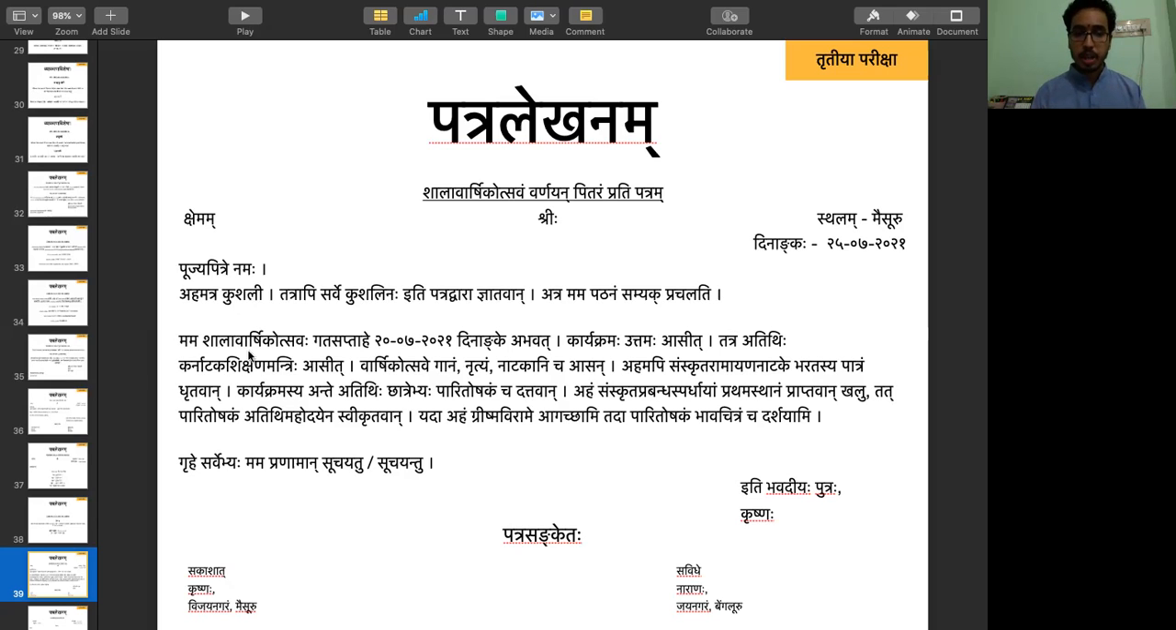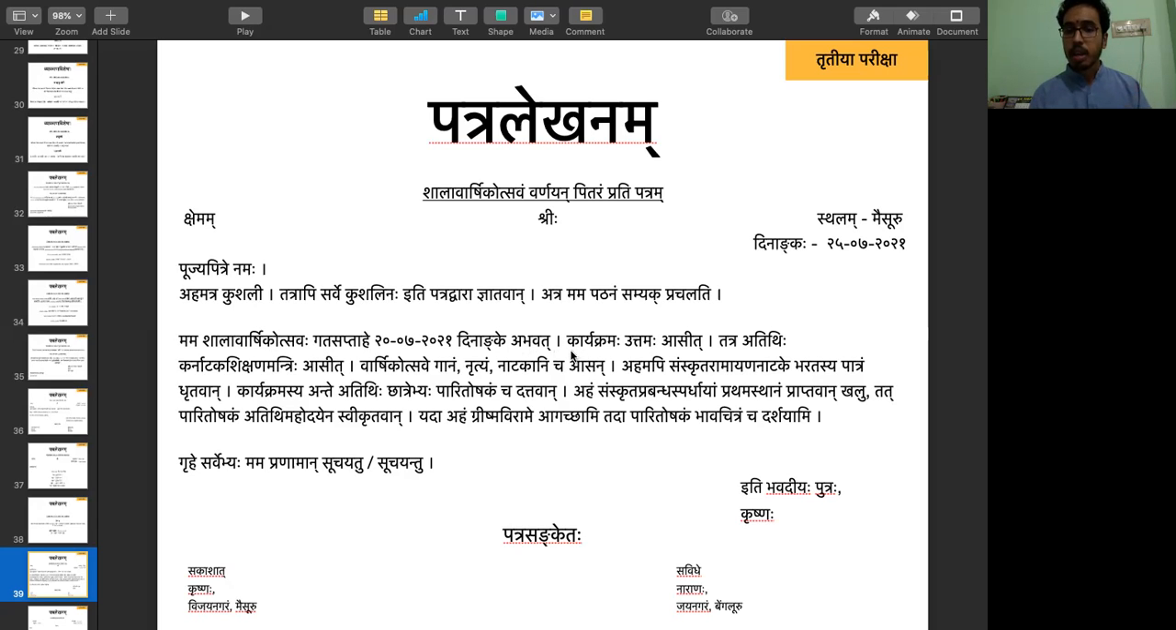Now, Mama Shala Varshikotsavaha Gata Saptahe. In the previous week, 20/7/21. Again, why I told you to write this properly is if you write the date as 18th of July, and if you write 20th of July, you are describing. How will you describe something that's happening in the future? So again, use practical knowledge. So in the previous week, on 20th of July, there was my school annual day.